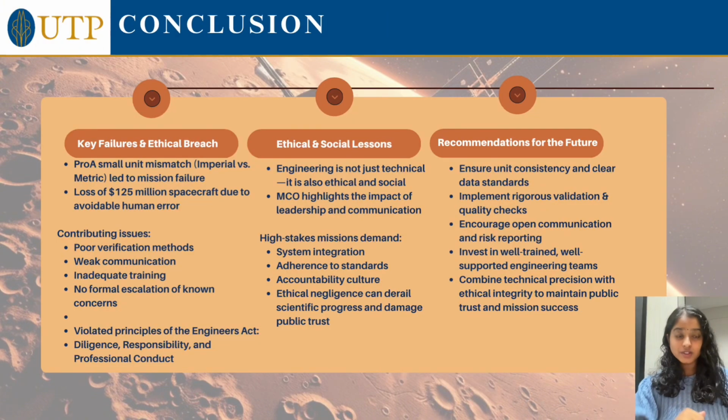Thank you. To conclude, the Mars Climate Orbiter failure teaches us that even a small mistake like using the wrong unit can lead to a complete loss of mission. This wasn't just a technical error, but also a result of poor communication, lack of checking, and not following clear procedures. As future engineers, this case reminds us how important it is to work carefully, communicate clearly, and always double check the work, especially when working with different teams. Engineering isn't just about building things, it's also being responsible, honest, and making sure everything is safe and correct. Let this be a lesson that success in engineering depends not only on skills, but also teamwork, ethics, and attention to detail. Thank you.